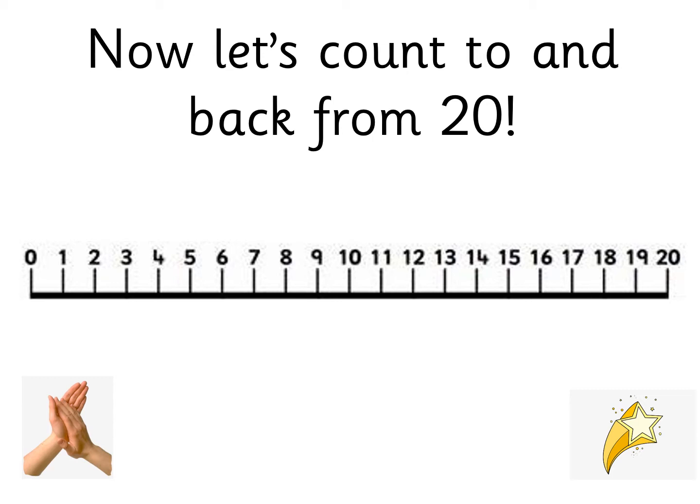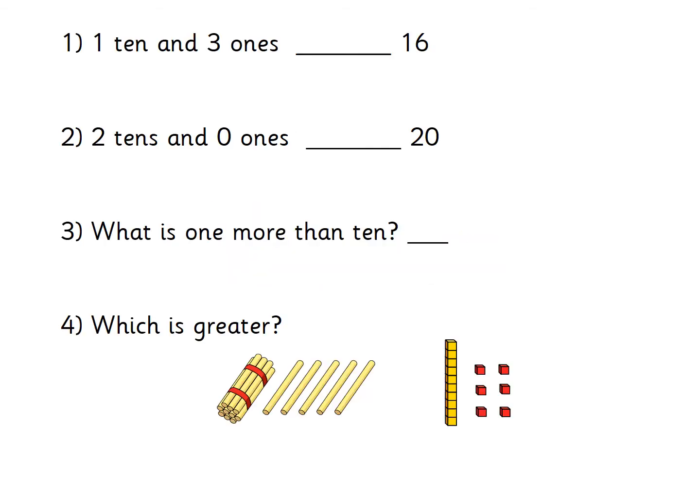What we're going to do is move on to our recap. So this is a recap from our last lesson. So let's have a look. Remember, we're doing greater and less than, and we're comparing numbers, okay? So 1 ten and 3 ones is something to 16. Is it greater, less than, or equal? 1 ten and 3 ones is 13, so 13 is less than 16.